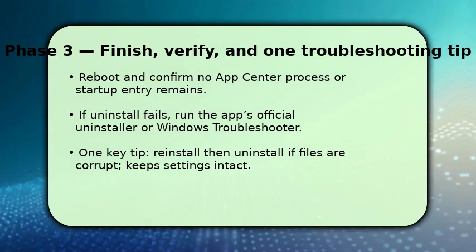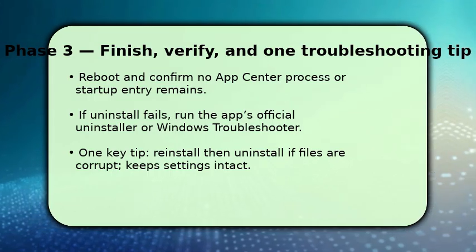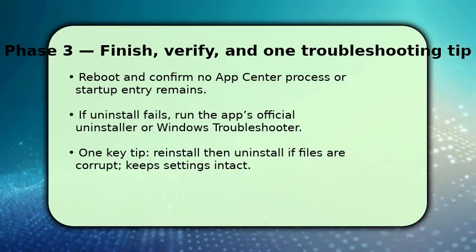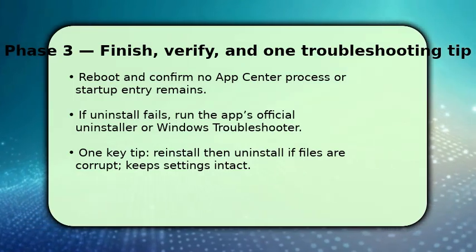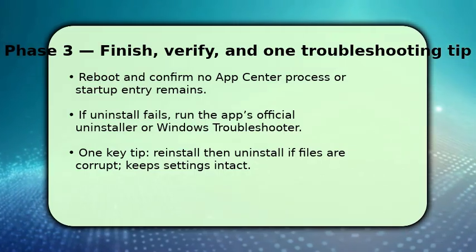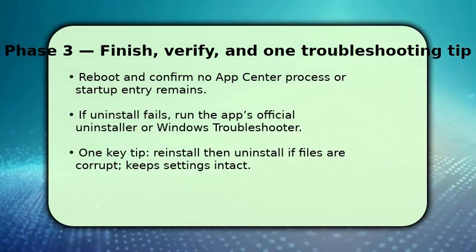If the uninstall failed or produced errors, run Windows Troubleshooter for programs, or use the Apps Bundled Uninstaller from the original install folder. Make sure to reinstall then uninstall if files were corrupt. Reinstalling restores missing components so the uninstaller can run properly.